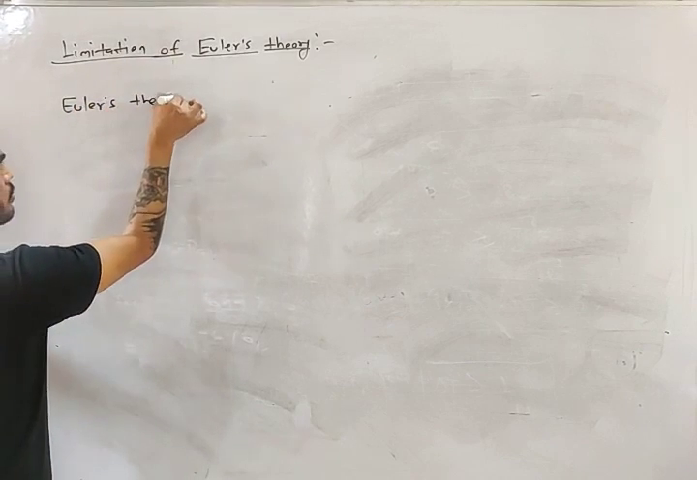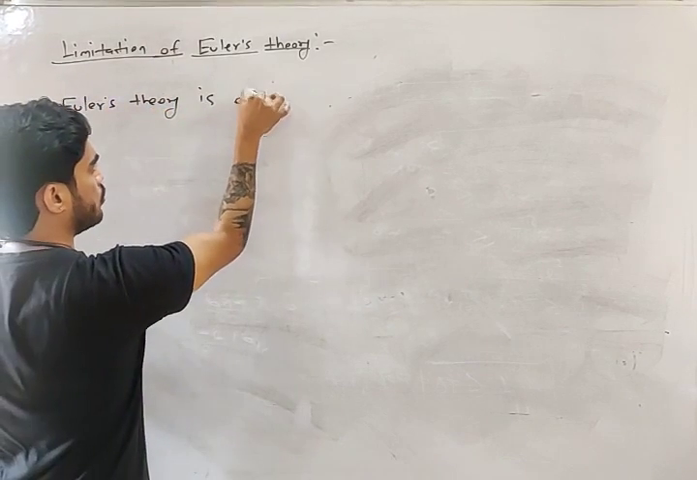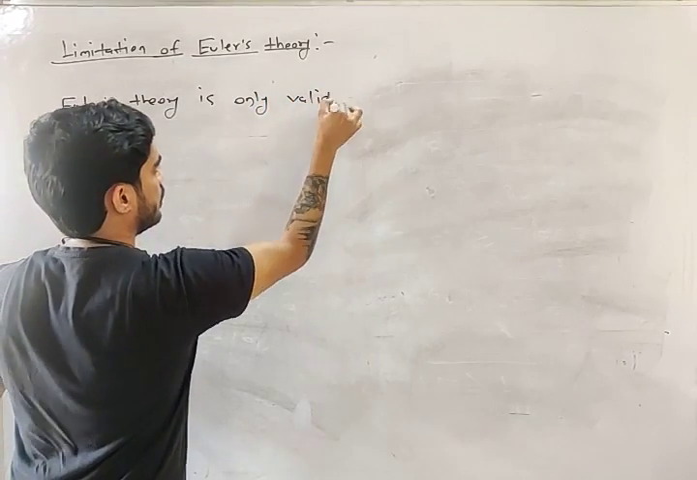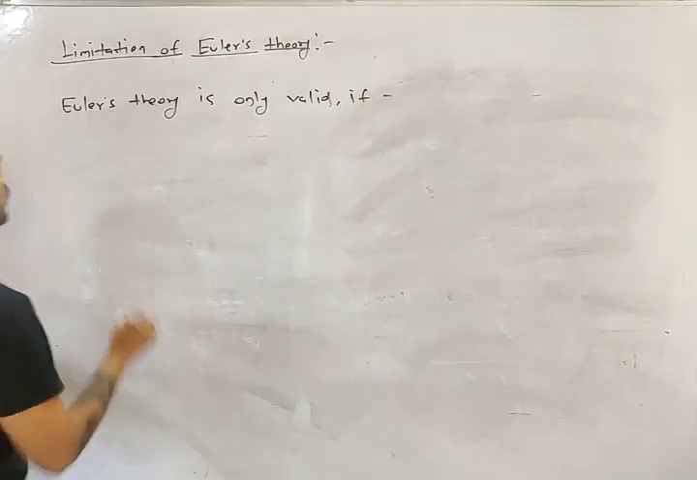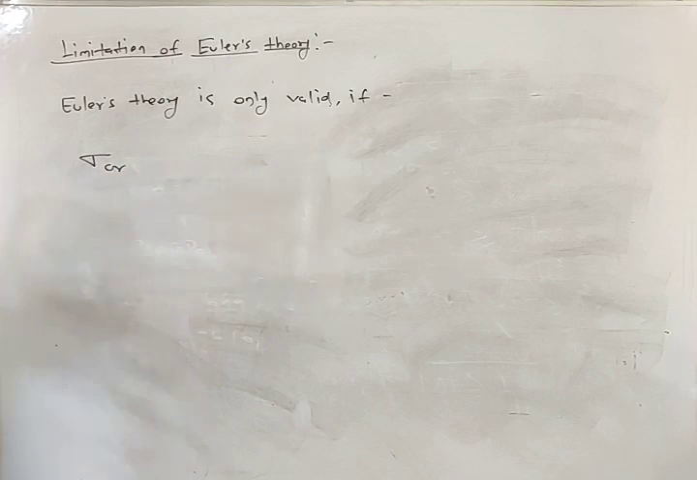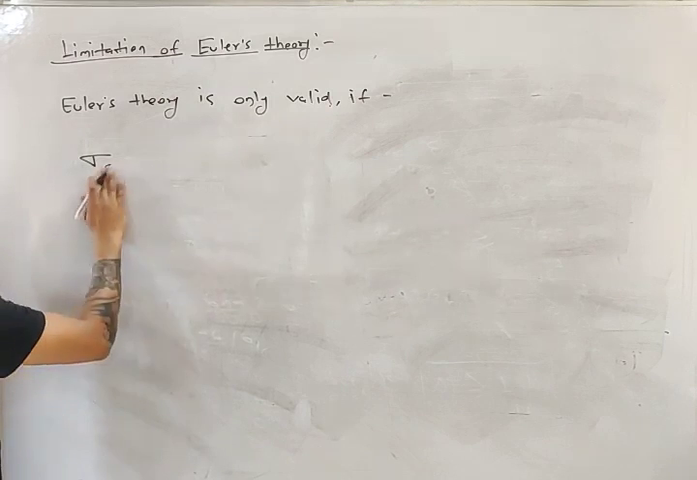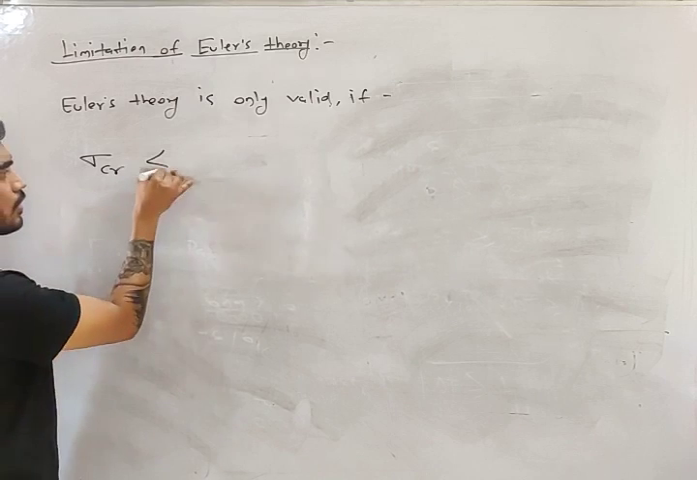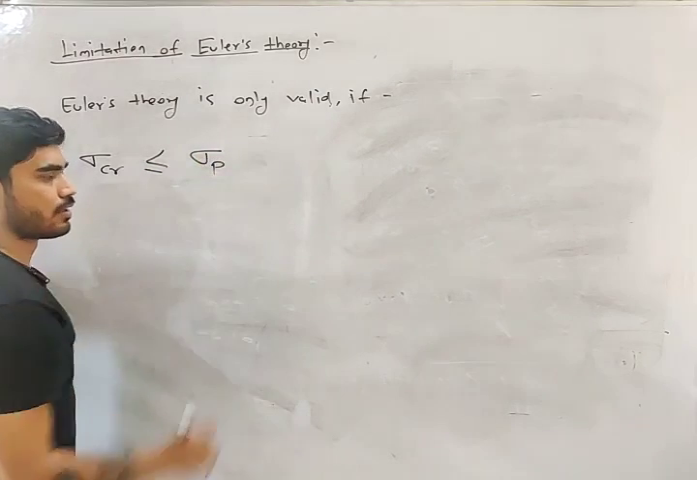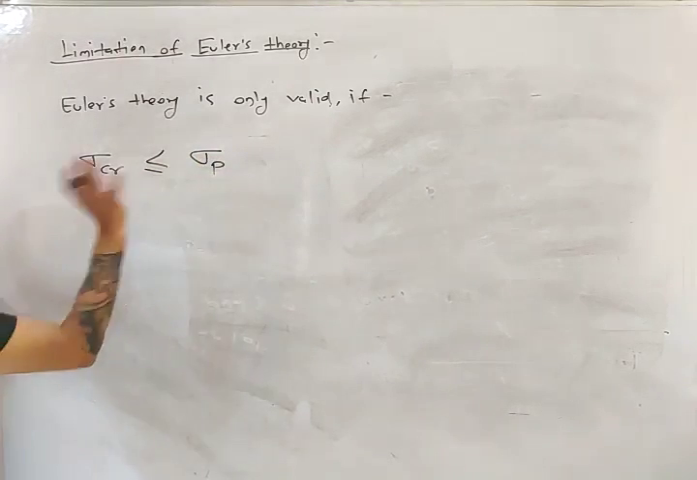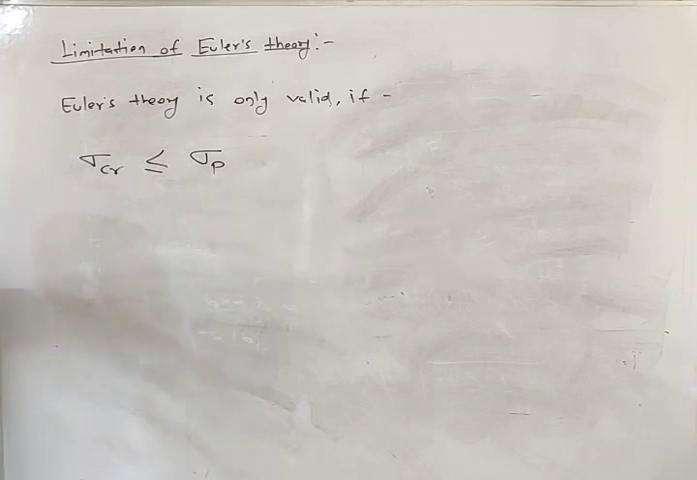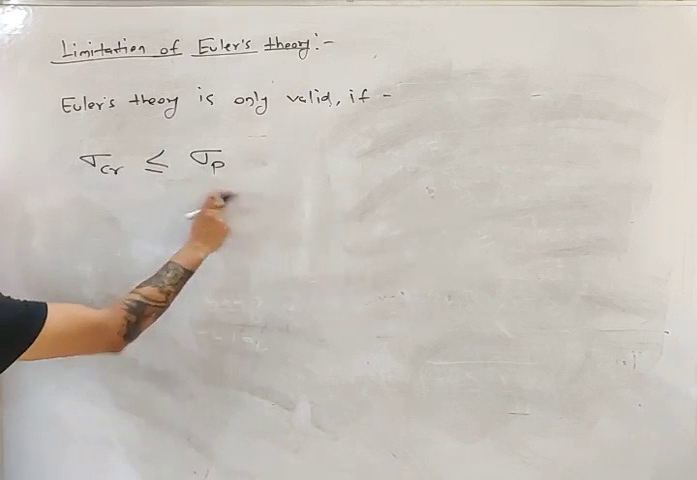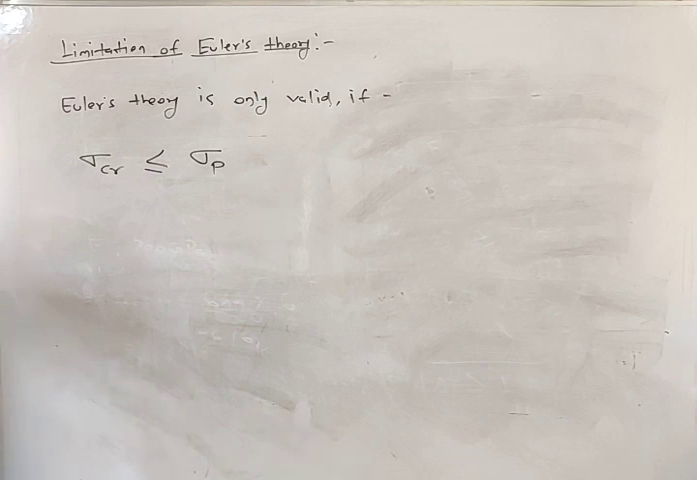Euler's theory is only valid if sigma critical, meaning at critical load, whatever stress you are getting, should be less than or equal to sigma P, the stress at proportional limit. So sigma critical should be less than or equal to sigma P.